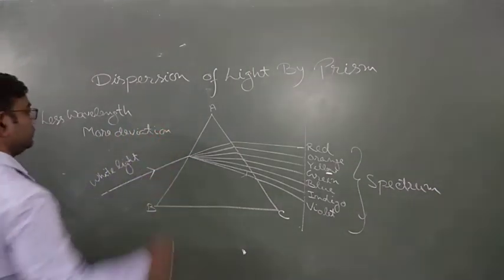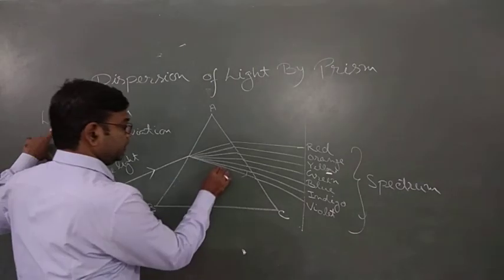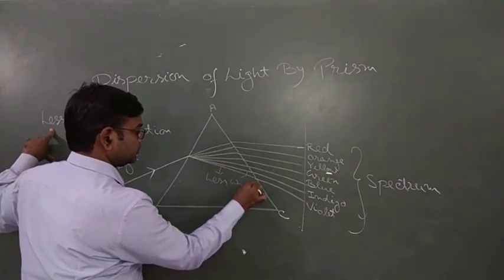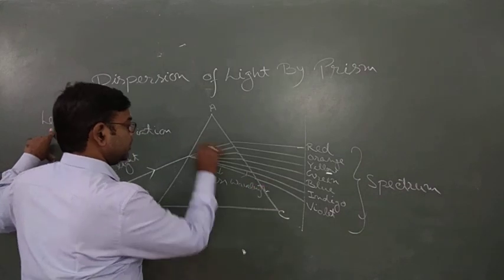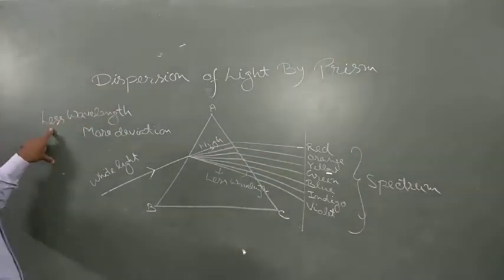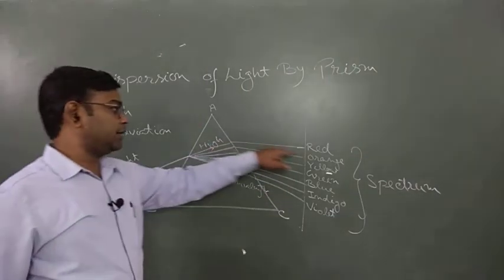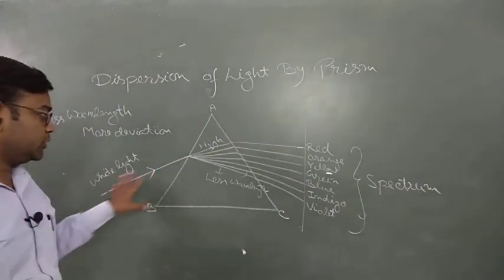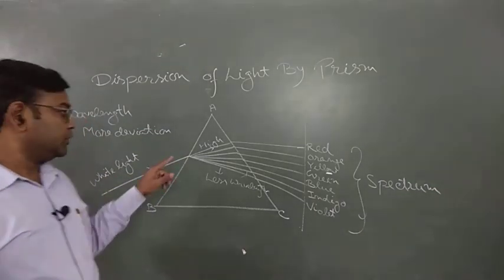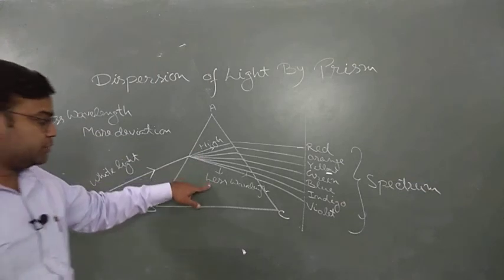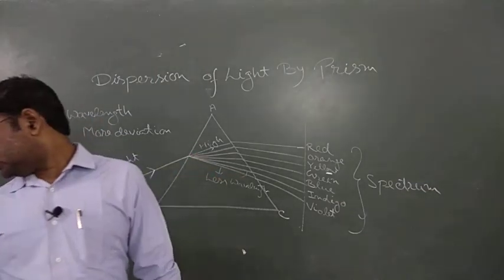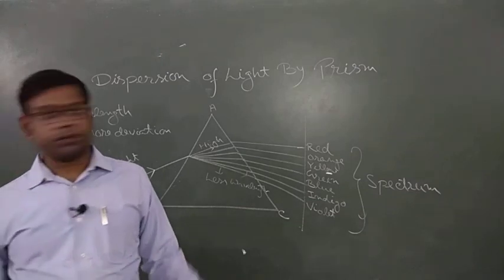It means what? Red has a high wavelength. So there is less deviation and it travels almost straight, less deviated, and reaches up to us. So this is a high wavelength, this is your less wavelength, and all others lie in between these two. So this is a little bit of introduction of your topic.